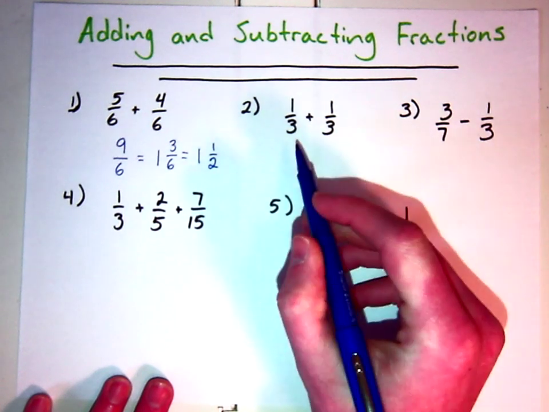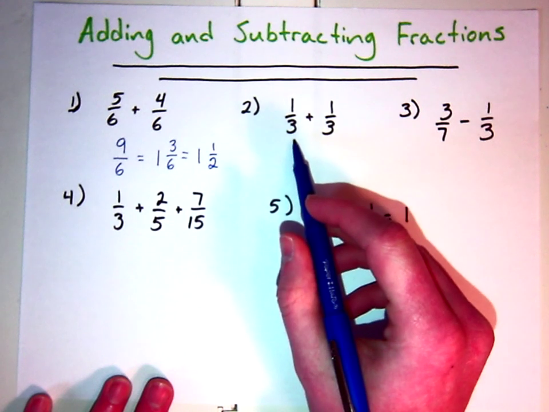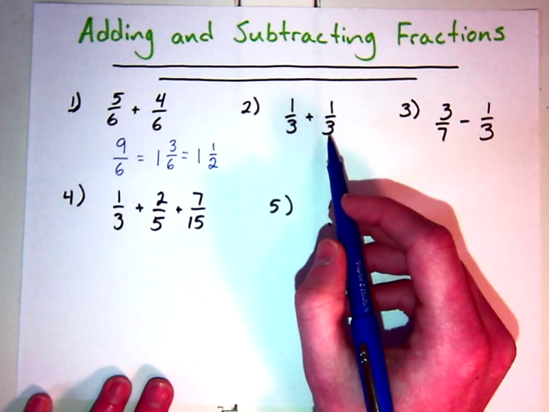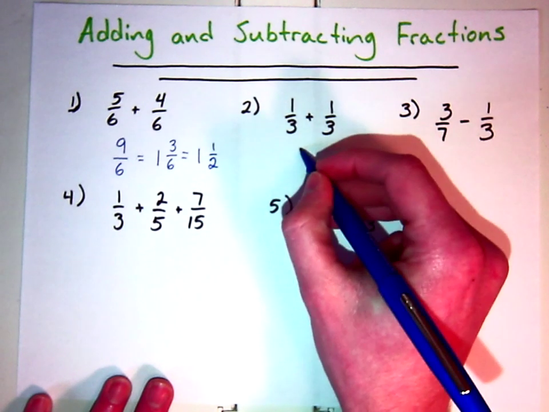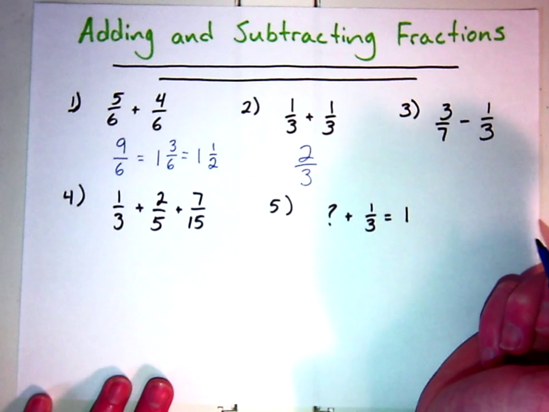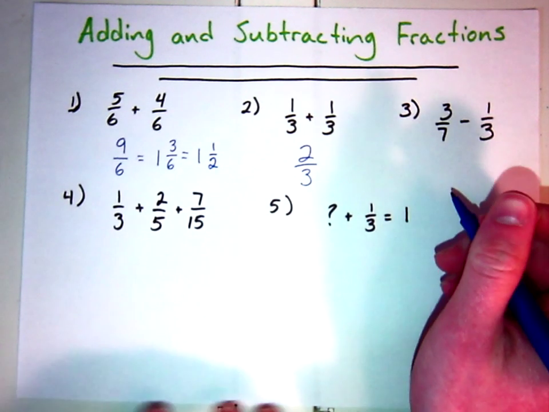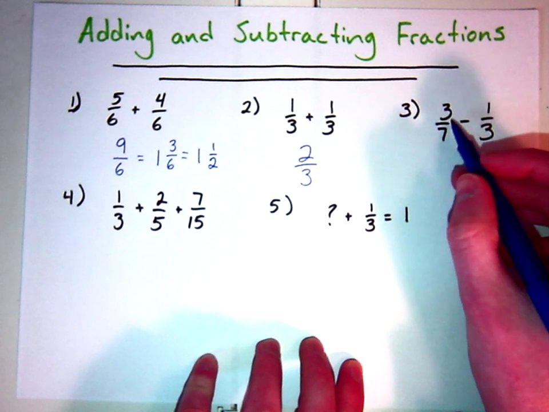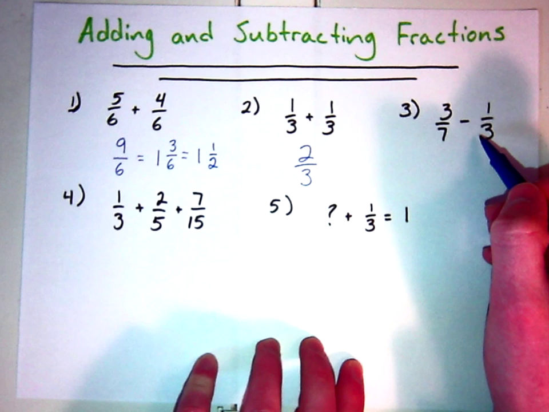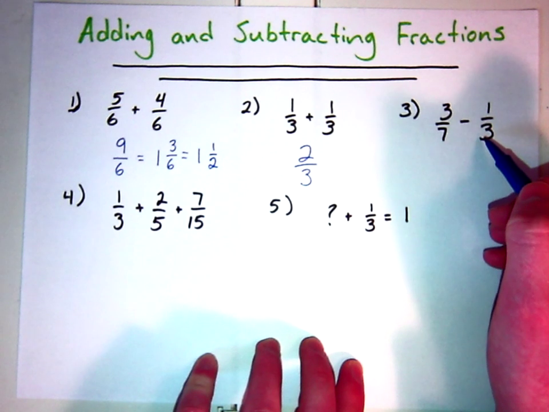For number 2, we again see in this problem that they have common denominators, 1/3 plus 1/3. Well, 1 plus 1 is 2, and then the denominators stay the same. So that's an easy problem. Number 3, we see that in this case we have denominators that are not alike. So let's look at how we could change this.